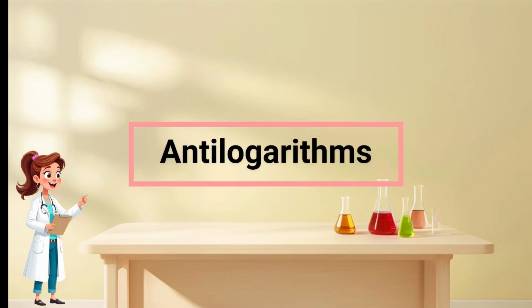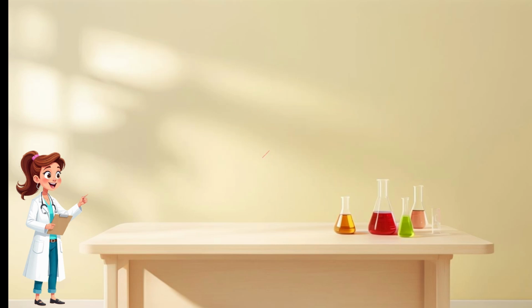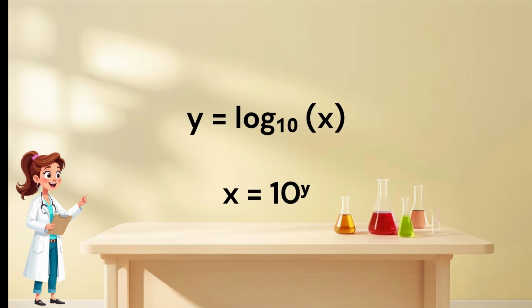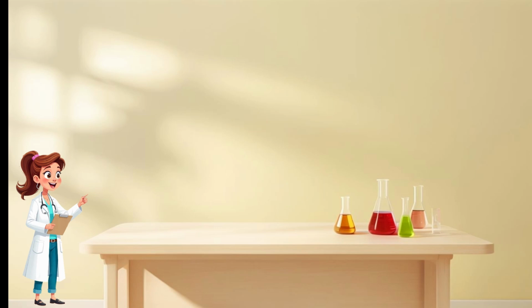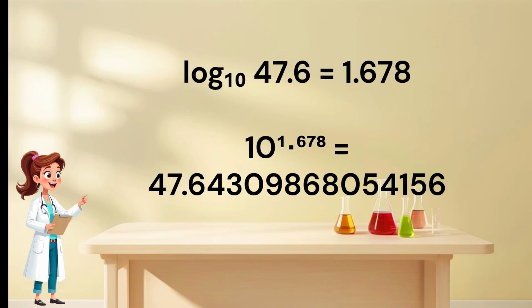Antilogarithms. Let's talk about antilogarithms, which are the reverse of taking a logarithm. If you're given y equals log base 10 of x, then the antilogarithm brings you back to the original value. x equals 10 raised to the power of y. Now, let's revisit the example from earlier. We calculated log base 10 of 47.6 equals 1.678. To find the antilogarithm, we simply calculate 10 to the 1.678.